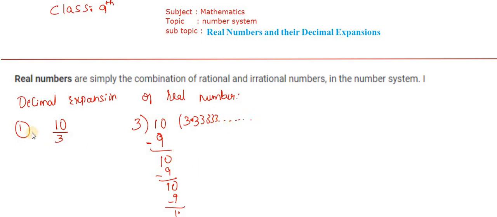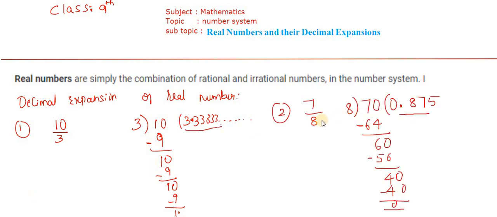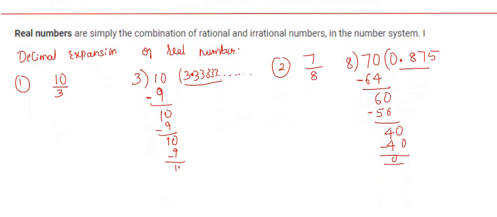Okay, this is one type of decimal expansion. Here we have one more type of decimal expansion, that is we have to expand 7 by 8. Here 7 is not divisible by 8, so I took the point, and the decimal expansion is 0.875. So we get the remainder 0. Okay, we'll take one more example.